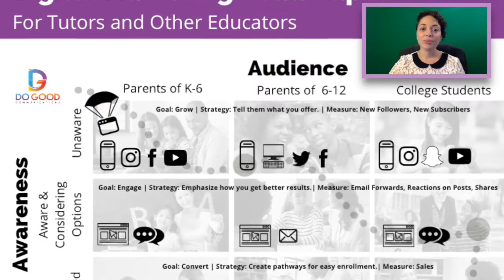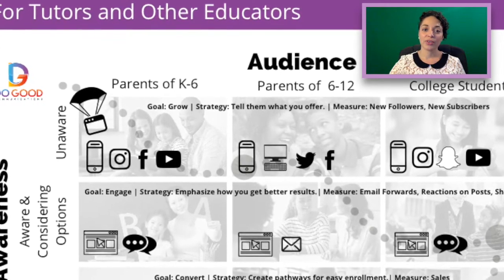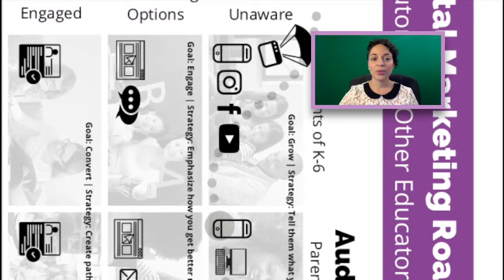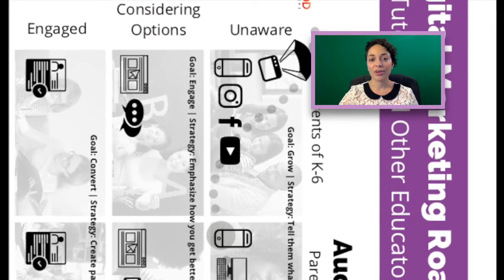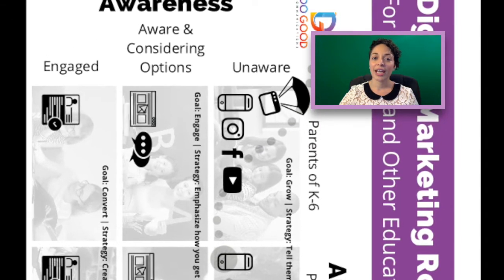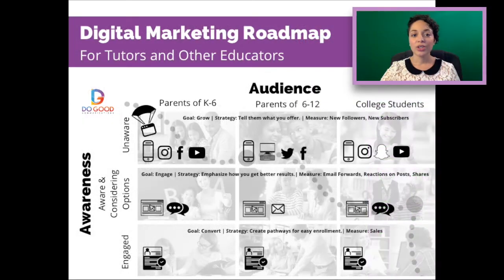Step 1, determine the audience you're trying to reach. And I've listed some common audience groups for tutors and other educators across the top here. Step 2, determine how aware the members of your audience group are of your school, your learning center, and/or the programs you want to market. Step 3, choose the digital marketing activities you'll roll out.